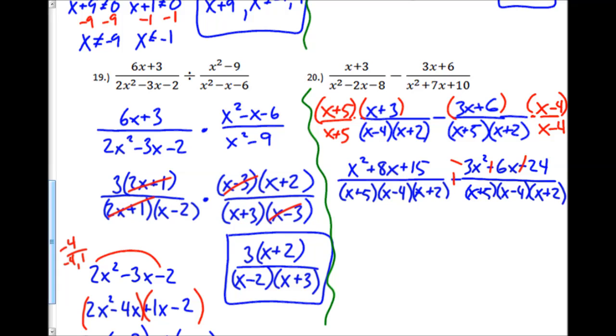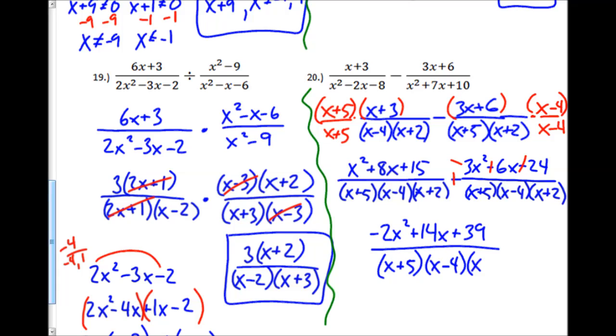But when I do that, I end up with a negative 2x squared, a plus 14x, and what looks like a plus 39. Okay? And then from there, I can see if that numerator is going to factor to see if anything's going to cancel with my denominator. But nothing is going to cancel with my denominator, so I'm just going to leave it the way it is. That's it.